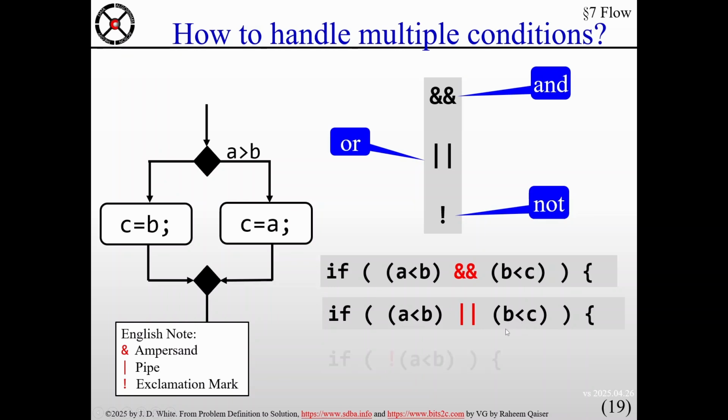And finally, there's this one. If not A less than B, this just inverts it. So instead of A less than B, not A less than B means that B is less than or equal to A. It flips the thing around. I don't know why you would write it that way, but you can.